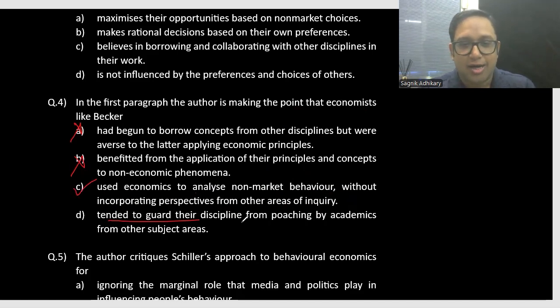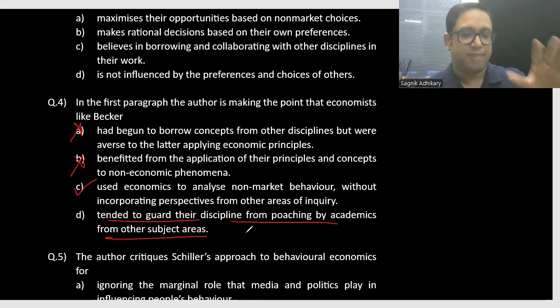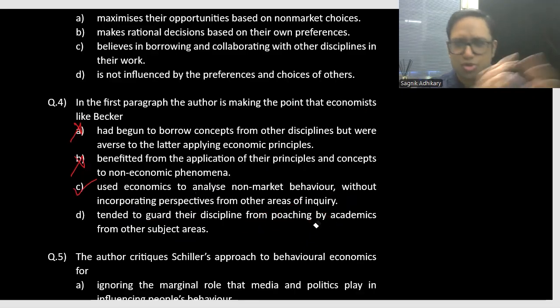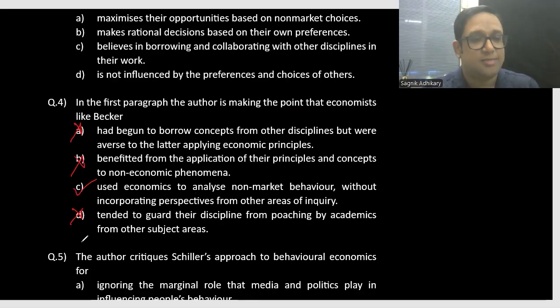D says, tended to guard their discipline from poaching by academics by other subject areas. Somewhat true that Becker would not let other areas influence economics, but there was no aspect of poaching. It was rather a control that economics would influence others, others would not influence economics. So the argument of poaching and all is too strong. There's no such thing mentioned in the passage, which means that this is a baseless assumption. While it comes close, at least this aspect of poaching is a baseless assumption. This is incorrect. The correct answer is C.